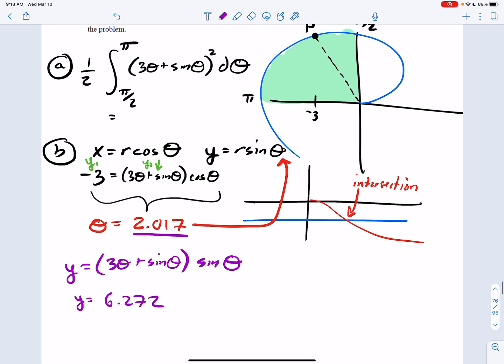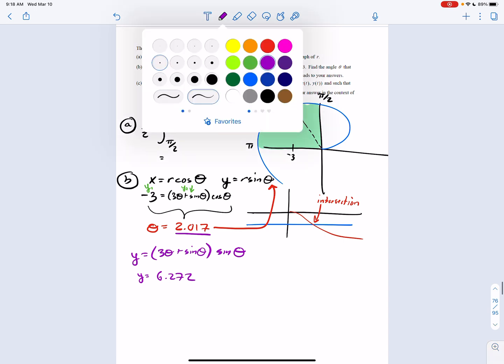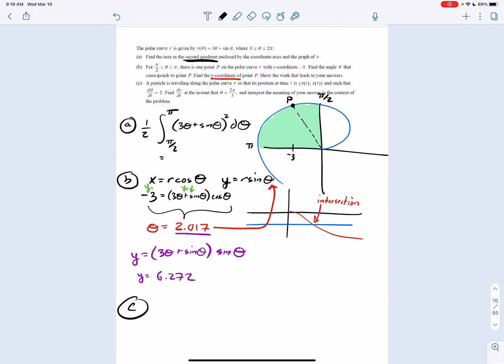A lot of plug and chug. Your calculator's doing all the work. You just have to tell it what to do. Okay, and then here's part C. Particle traveling along a polar curve, r, so that's position t, x of t, y of t, such that d theta dt is equal to 2. Okay, find dy dt at that instant, and interpret the meaning.